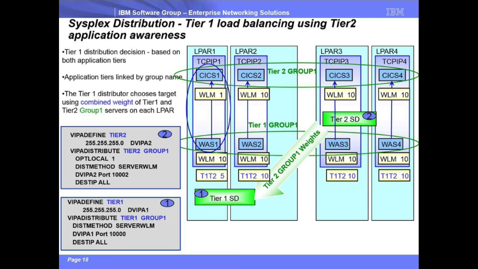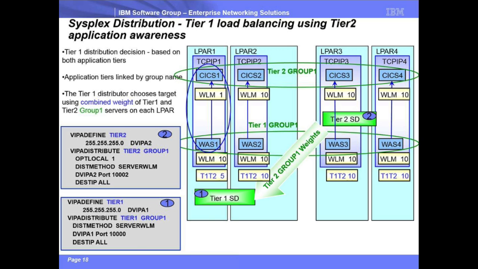So when a distribution target is selected, you can see that although WAS1, 2, 3, and 4 all have the same WLM weights, WAS1 is actually the least preferred, and that's because its backend server has a WLM weight of 1. So what's being done is we're adding the combined weights of both tiers on the local stack and then dividing by 2. And so that causes distribution to not prefer WAS1, but instead to prefer WAS2, 3, or 4.